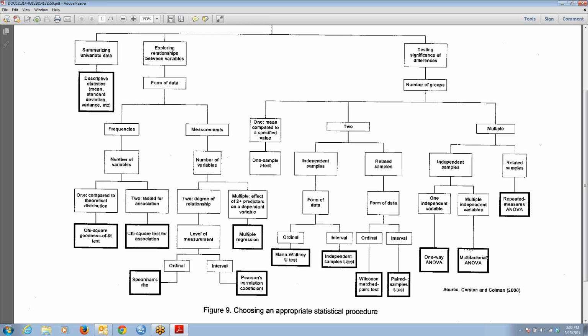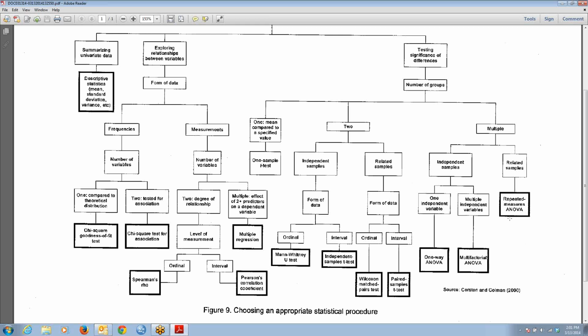And if I just lost you there when I talked about the interaction, don't worry about that quite yet. We will get there. But for today, I just want you to understand the situation in which you would choose to do a multifactorial ANOVA. It would be when you have more than one independent variable and you have interval ratio data.